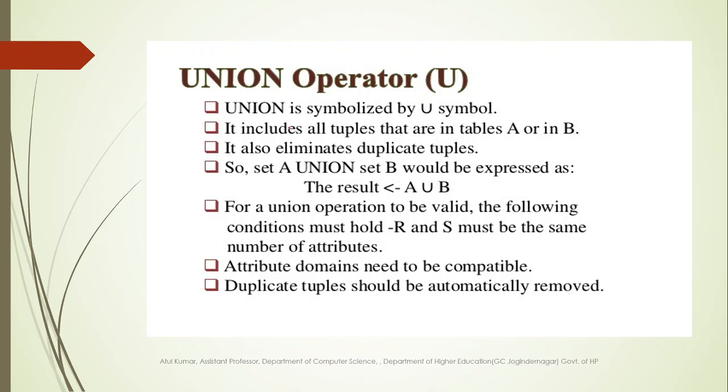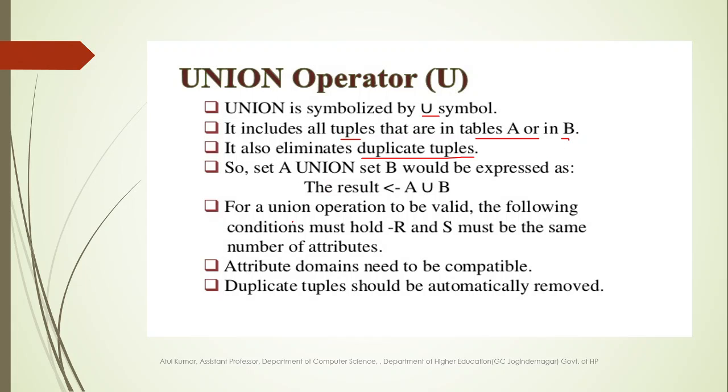So firstly, what is the union operation in relational algebra? It is basically the same as used in mathematics. It is represented by the union symbol, and it includes all the tuples, meaning all the rows, that are in A or B, but it eliminates duplicate rows. So it contains all the rows in A and B without containing duplicate rows.